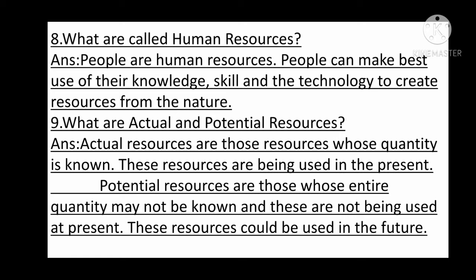9th question. What are actual and potential resources? Answer is, actual resources are those resources whose quantity is known. These resources are being used in the present, while potential resources are those whose entire quantity may not be known and these are not being used at present. These resources could be used in the future.